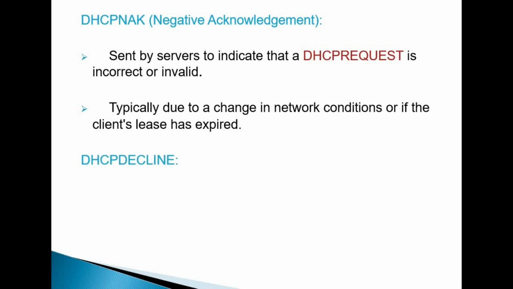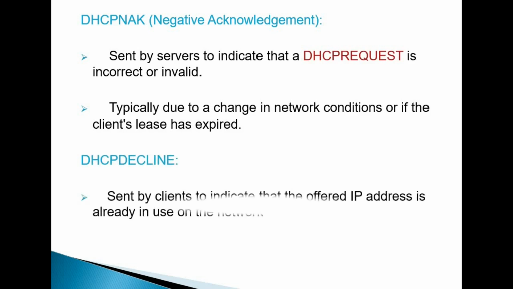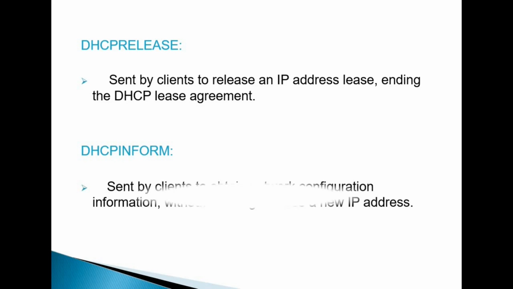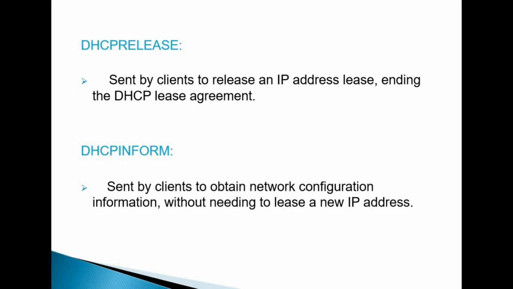And DHCP decline, sent by the client, means the DHCP offered IP address is already in use in the network. At that time we will be sending a DHCP decline message. DHCP release, when the client wants to release an IP address and end the DHCP lease, at that time we'll use this message. And DHCP inform, when you already have an IP address in place and you need more information like the DNS server and default gateway information, at that time the client will send a DHCP inform message.